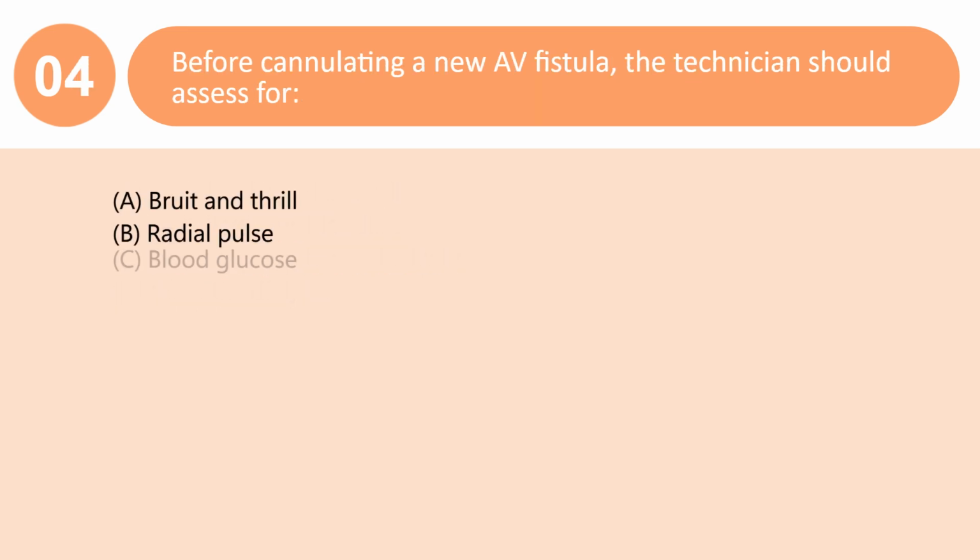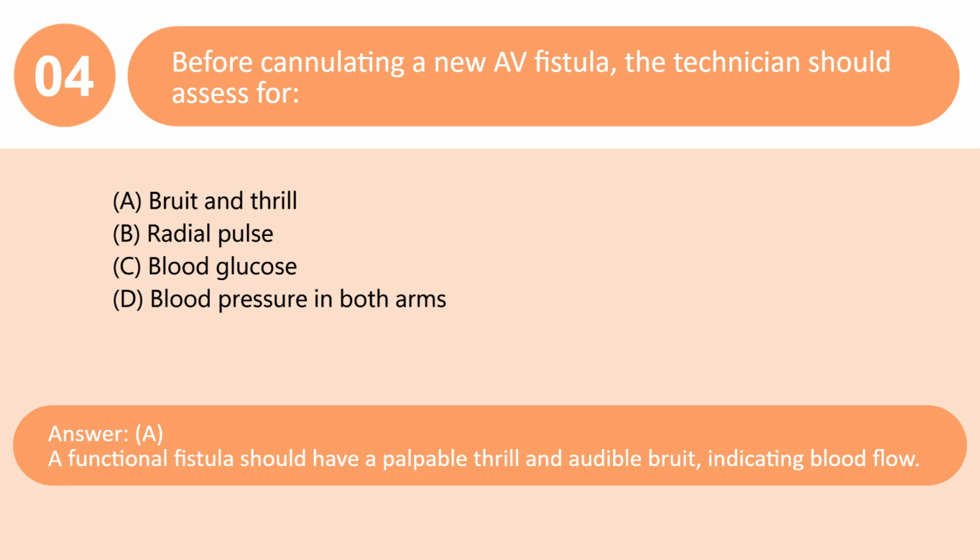Before cannulating a new AV fistula, the technician should assess for A. Bruit and thrill. B. Radial pulse. C. Blood glucose. D. Blood pressure in both arms. Answer A. A functional fistula should have a palpable thrill and audible bruit, indicating blood flow.